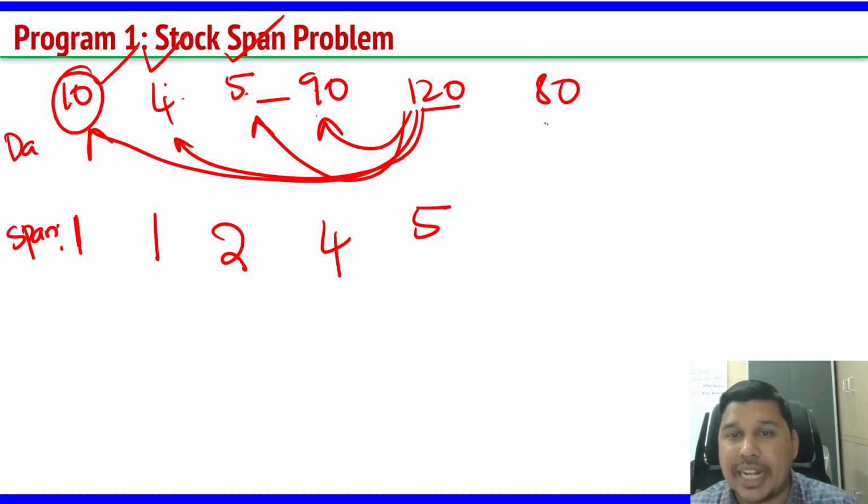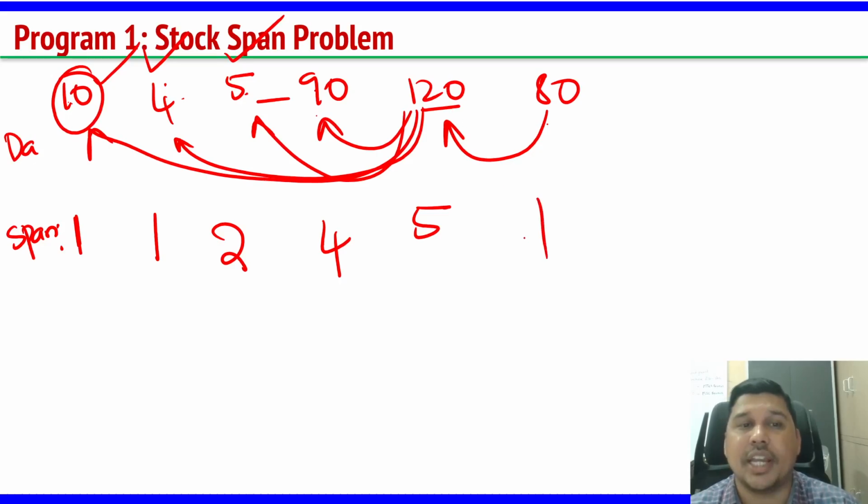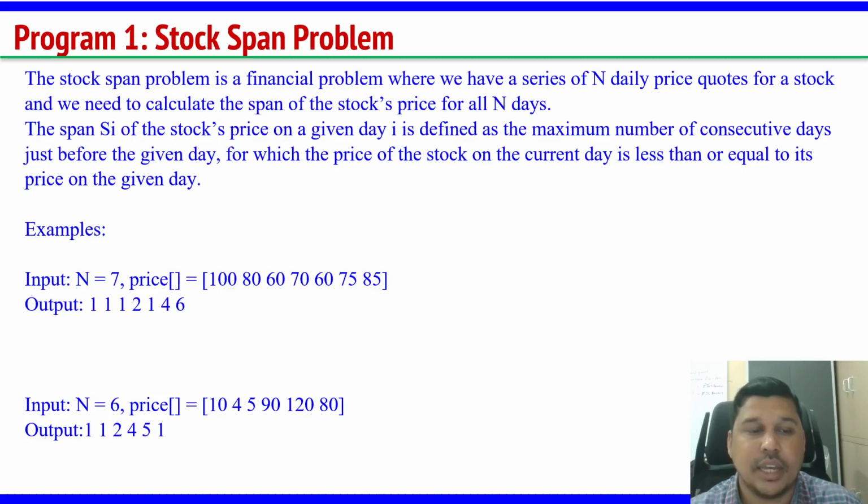Right? Then came 80. Check the previous. Is it less than 120? No. You have to put it 1 here. That's it. Stop there. Why? We are looking for consecutive days, not alternate days. So the previous day itself was high and today it is low. So put it 1 like this. You see, 1, 1, 2, 4, 5, 1 is the solution.